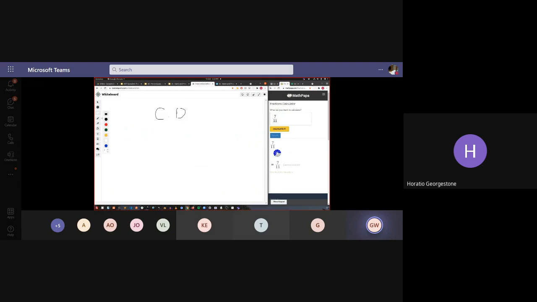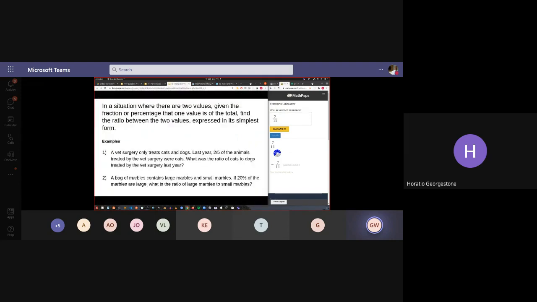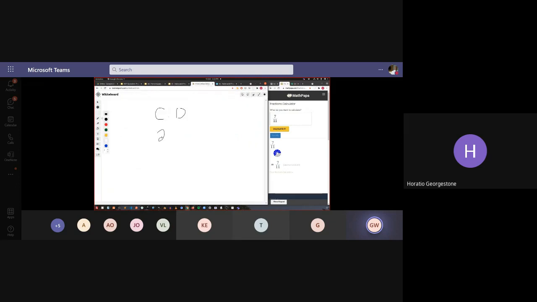Now, 2/5 of the animals were cats, and it only treats cats and dogs. So it follows that 3/5 of the animals were dogs. Because the total number is like one of itself, not literally one animal, but one representing the whole. And so 1 minus 2/5 gives you 3/5.